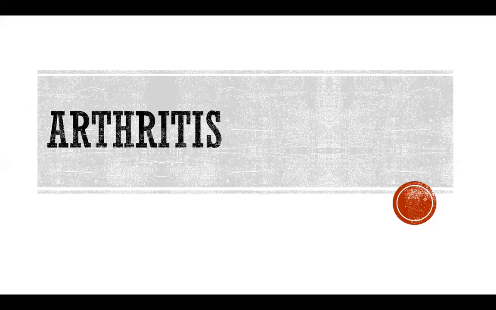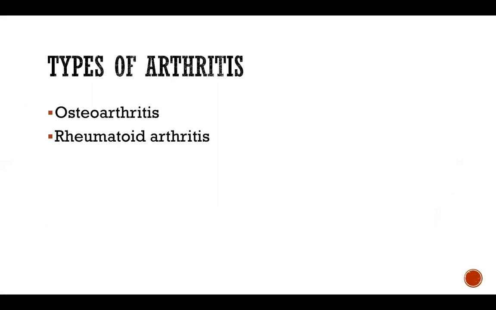Arthritis is a musculoskeletal disease, so this lecture should follow the lecture on musculoskeletal health. We are going to be talking about two main types of arthritis, and they are osteoarthritis and rheumatoid arthritis. And so we're going to get into those in detail coming up.